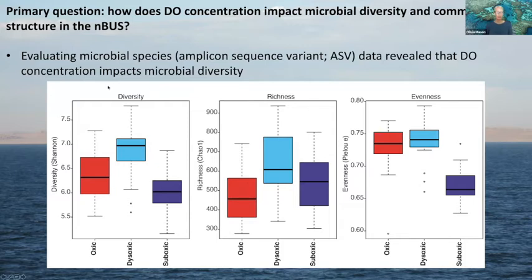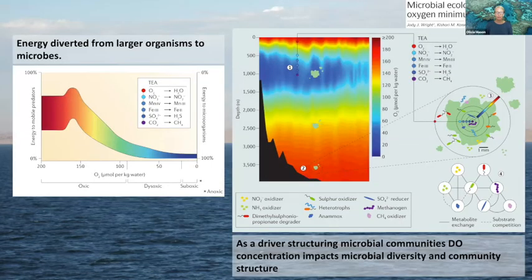And so if we just look at diversity, so diversity is both richness, which is the number of different species that you have, and evenness. So what is the abundance of those different microbes in your samples? And so one thing that we see here is that when we just look at diversity, we have a lower diversity in our oxic samples than we do in our dysoxic samples, which might be surprising as you think about how important oxygen is. But let's go back to this for just a minute.